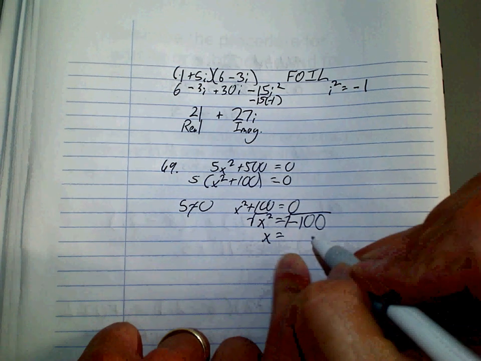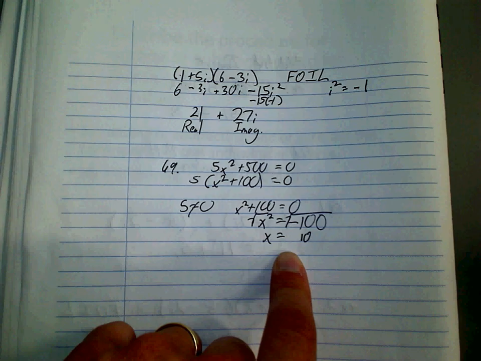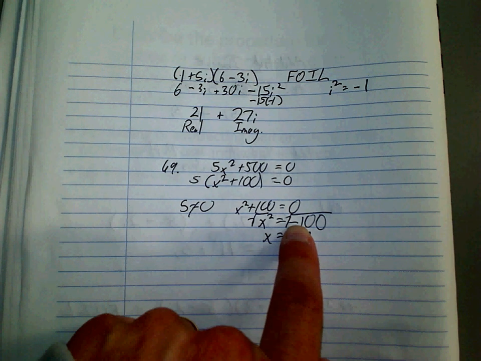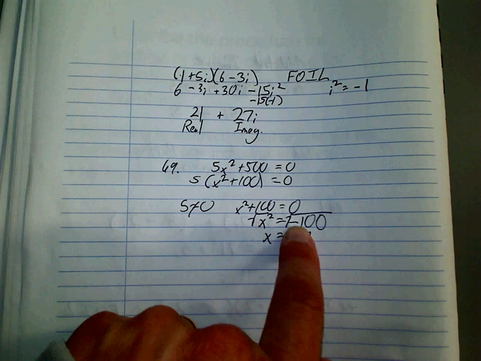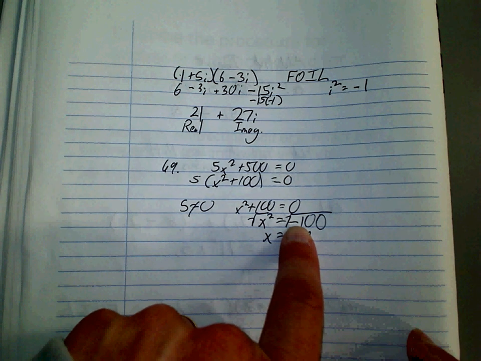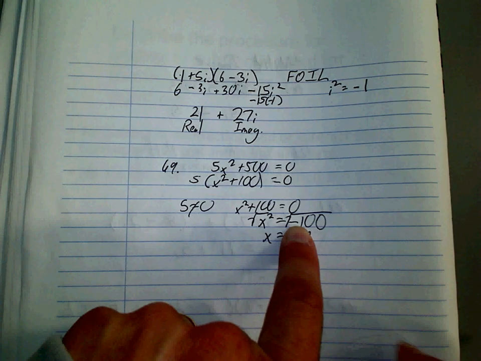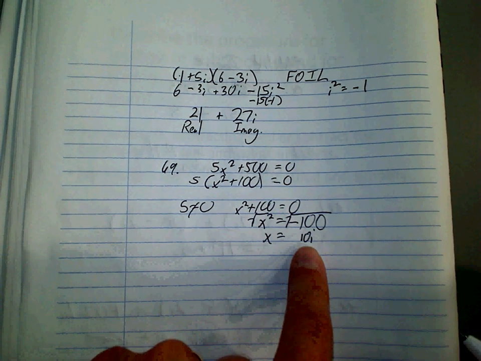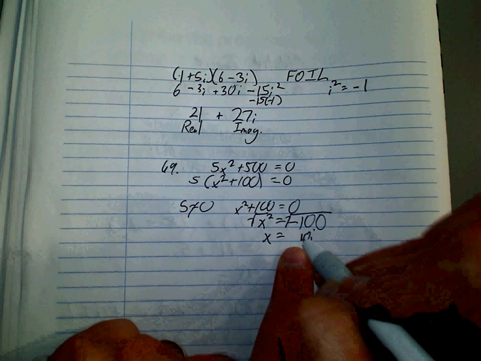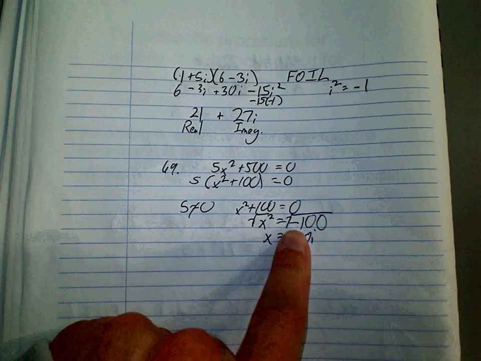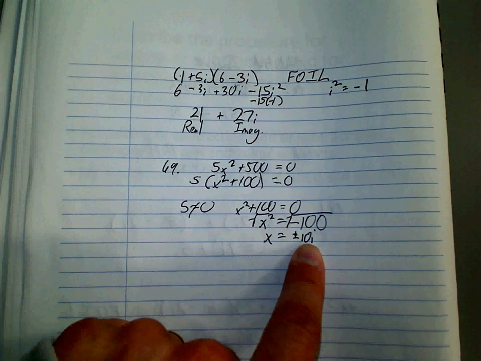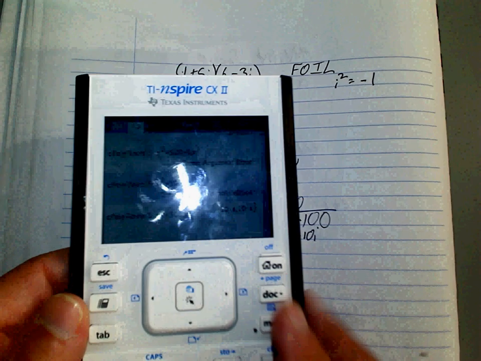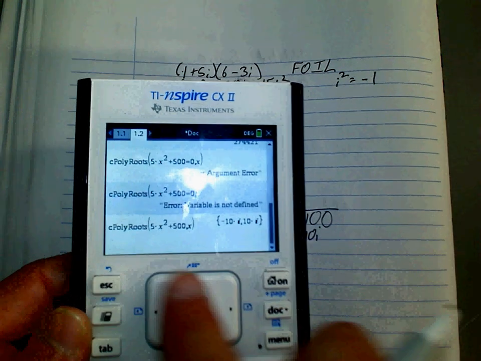And because the answer right there is negative, because the radicand is negative, it's 10 what? I. Remember, the square root of a negative is always i. And this positive and negative 10i is what you would have right there. And that is what you can get through your calculator method, negative 10i and positive 10i.